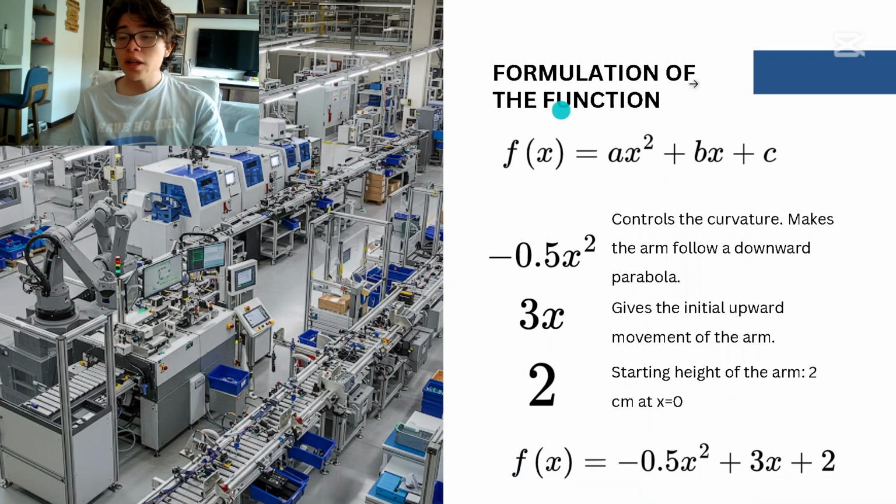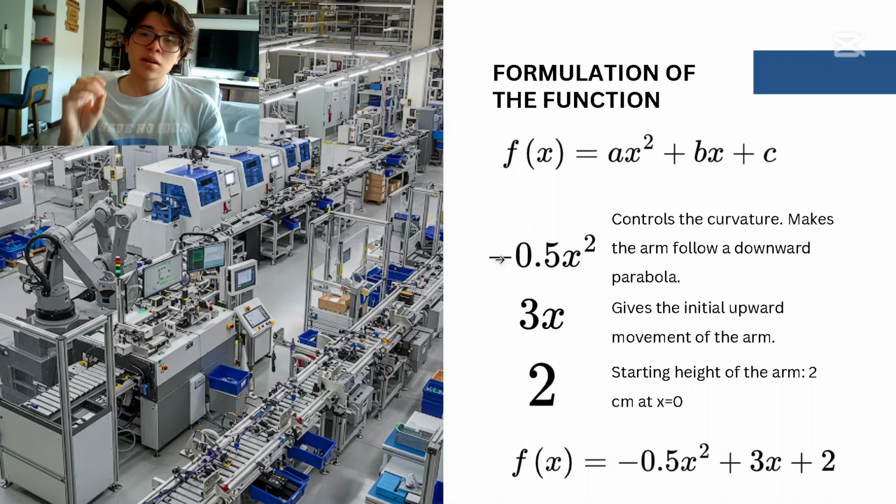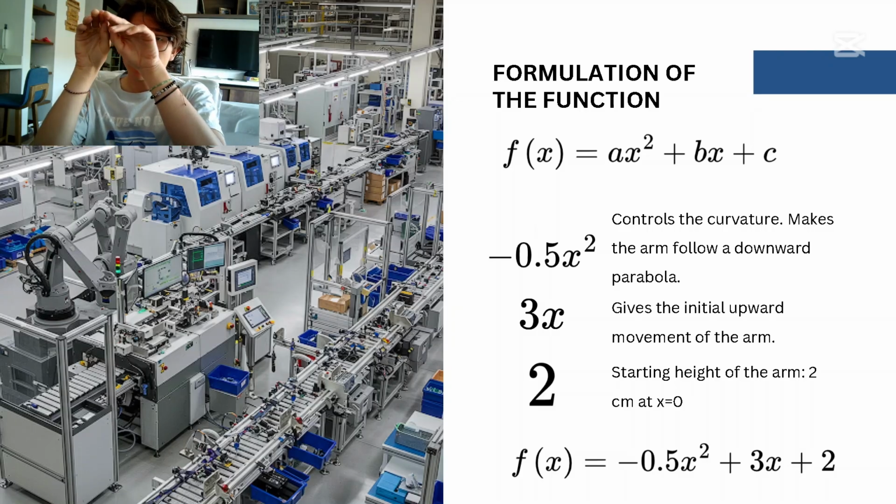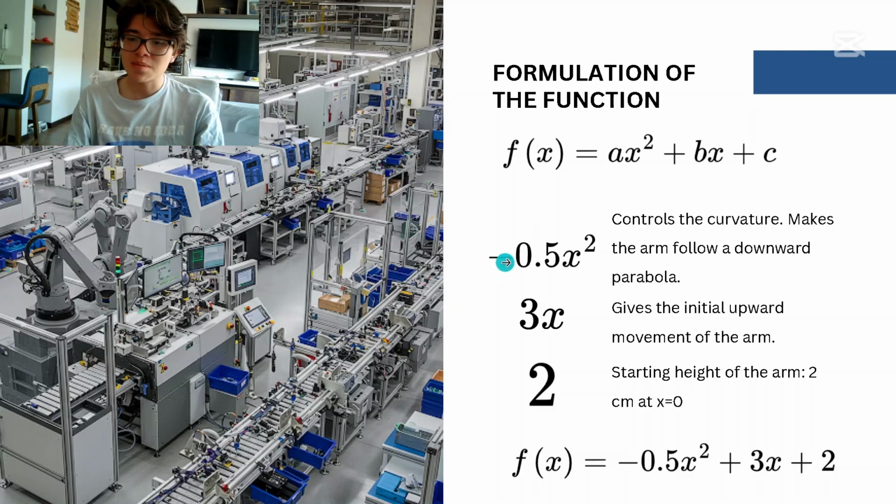So, formulation of the equation. We get that f of x is a quadratic function, so it is a polynomial of the shape ax squared plus bx plus c, where every part of this function has a role. For example, ax squared controls the curvature, making the arm follow a downward parabola. Why? Because we have this minus. It means our parabola has a vertex, and the parabola will open downwards. That's what this minus means.